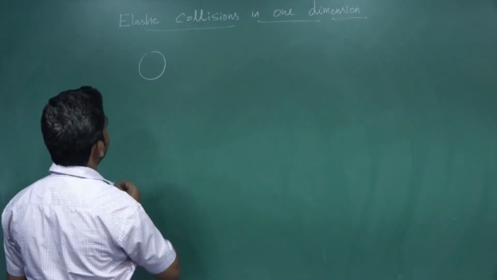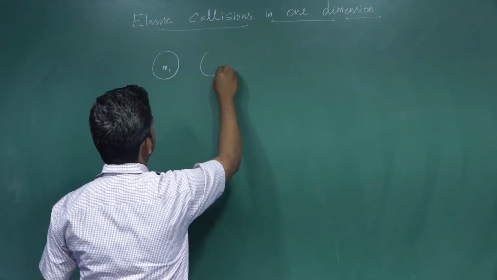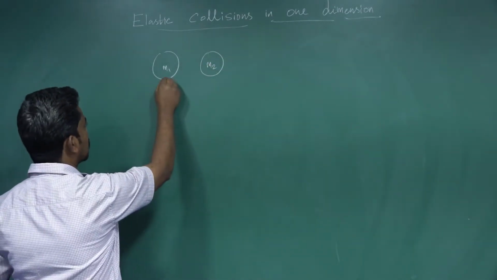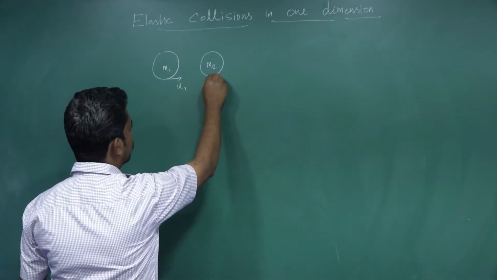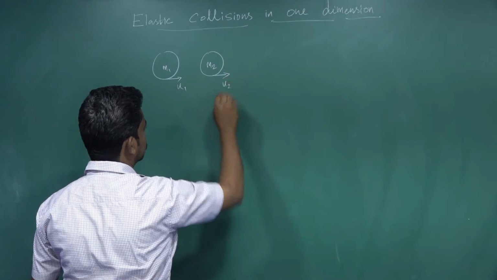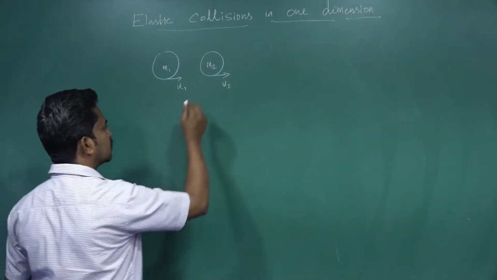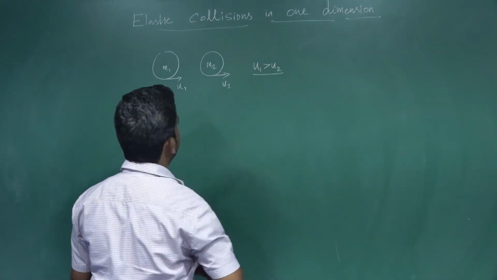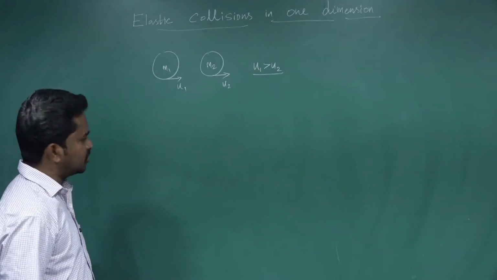So consider two elastic bodies. The mass of the first is m1 and the second is m2. The first body's initial velocity is u1, and the second body's initial velocity is u2. The two bodies collide with each other, and assume that u1 is greater than u2, because this is an elastic collision in one dimension.